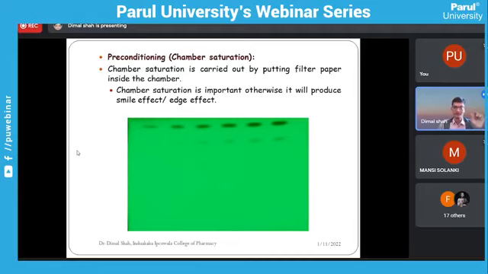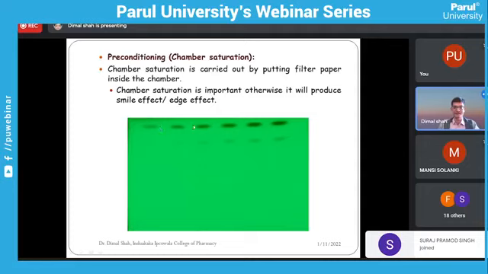Suppose your chamber is not properly saturated, what will happen? It will give you an edge effect or a smile effect. You can just observe in this slide or photograph that the spots which have run towards the edges are close to the top, while the spots which are in the middle are somewhat low. Okay, this is called a smile effect or edge effect. And due to that, your Rf value and your separation will vary. So to avoid this smile effect or edge effect, we should carry out chamber saturation.